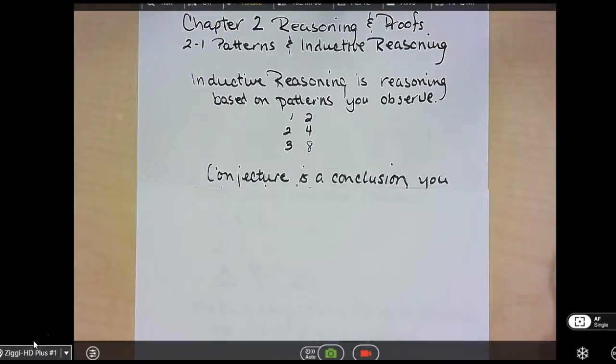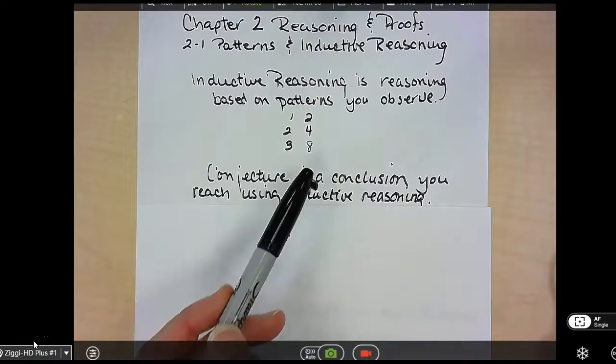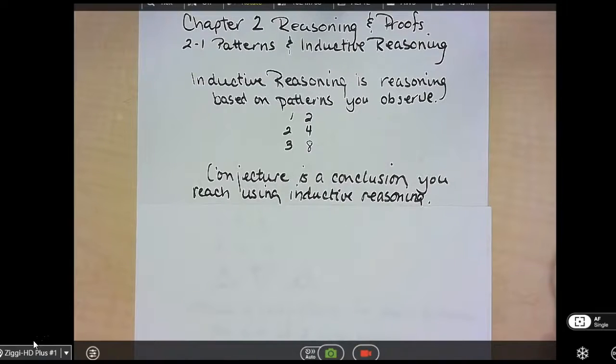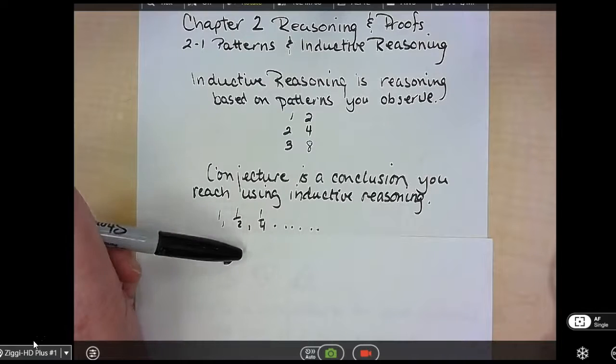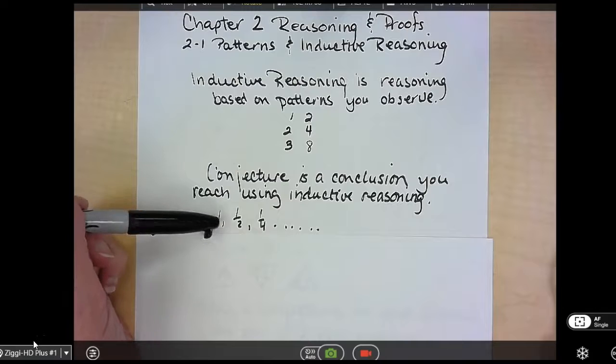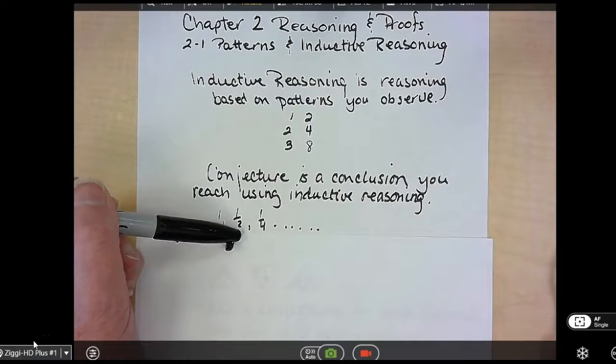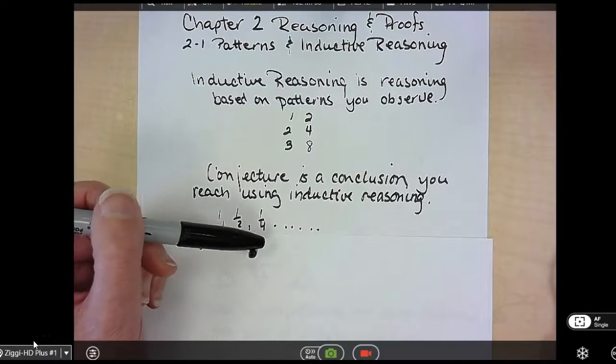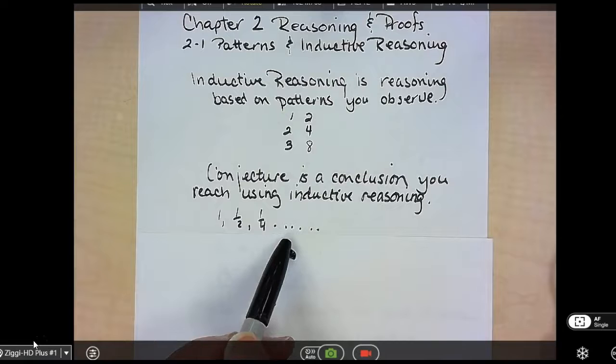Now a conjecture is a conclusion you reach using inductive reasoning. So 8 would be our conjecture. If we look at 1, 1/2, 1/4, to go from 1 to 1/2, they divided by 2. 1/2 divided by 2 is 1/4. So we could say the next one is 1/8, then 1/16.